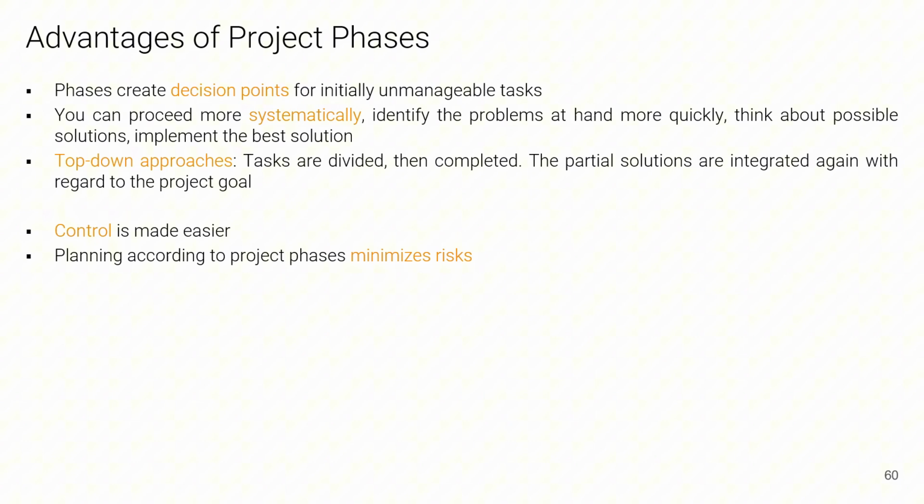The division into project phases has some advantages, of course. Phases create decision points for initially unmanageable tasks. You can proceed more systematically, identify the problems at hand more quickly, think about possible solutions, and implement the best solution. In top-down approaches, tasks are divided and then completed. The partial solutions are integrated again with regard to the project goal. Furthermore, we can say that control is made easier, and planning according to project phases minimizes risks.